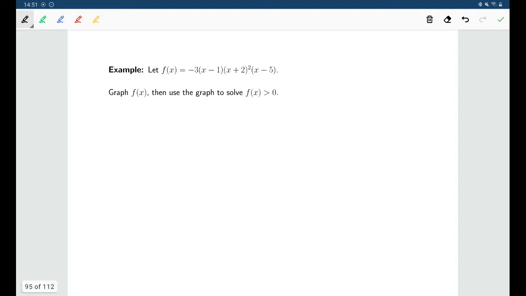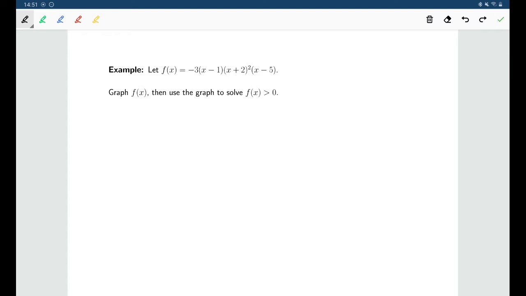Okay, so for this, we just need to graph our function, and then once we've graphed our function, we're going to solve for where it is greater than 0, where it is above the x-axis. And for this, it's already given to us in factored form, thank you me. So that saves us the work of finding x-intercepts.